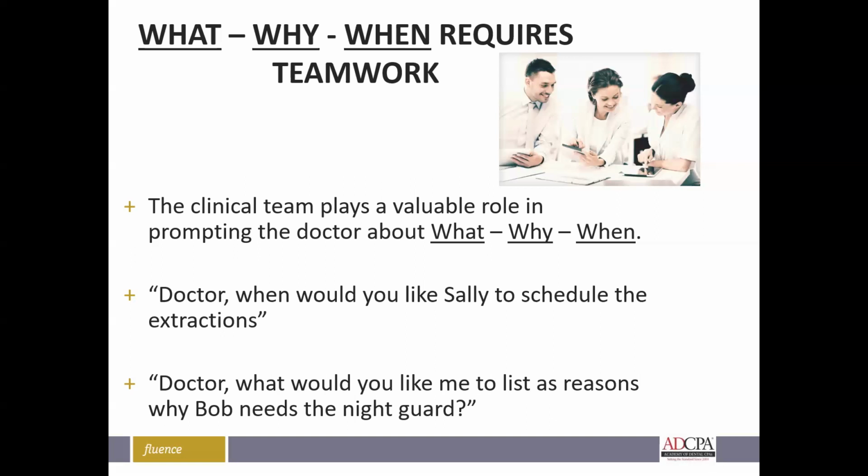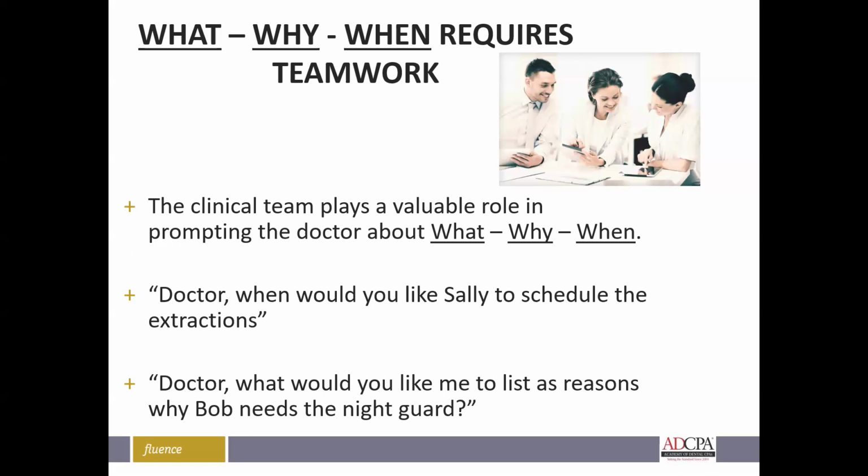Or sometimes you may notice that a particular type of treatment was discussed, but the patient seems confused. So you may say, doctor, what would you like me to list as reasons why Bob needs that night guard? Now the clinical team member knows why the night guard is needed, but you say that just to make sure that the patient clearly understands.